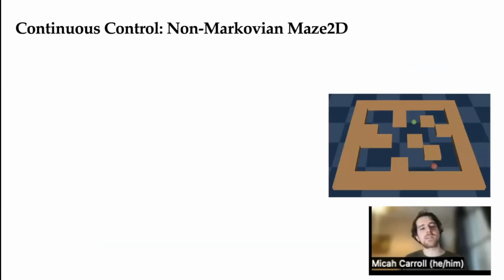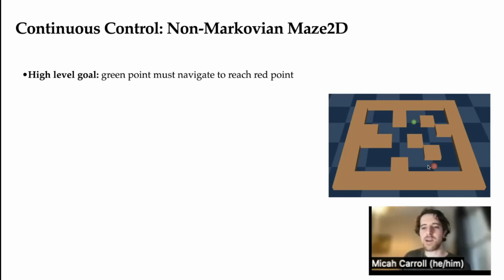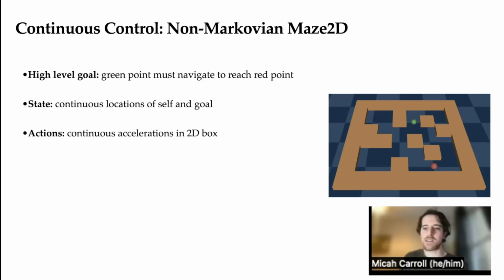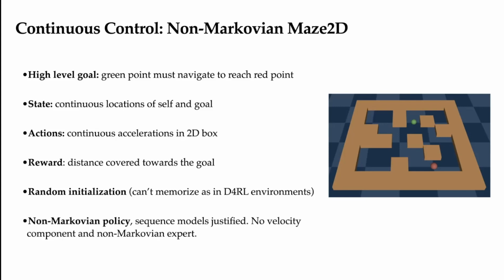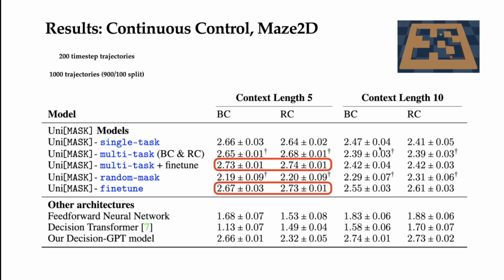We also have another experimental setting where we test our method in a continuous control environment with non-Markovian dynamics. It's a navigation task where one of the dots has to move towards the other. The action space is continuous accelerations, the state is the continuous location of the self and the goal, and the reward is the distance covered. There's also random initialization of both the start and the goal state, and there's a non-Markovian policy. We see similar results here: even training on multiple tasks and then fine-tuning can give better rewards than training on single tasks.